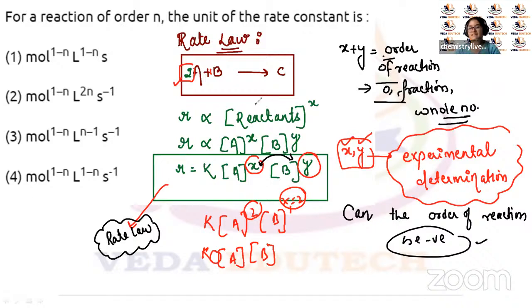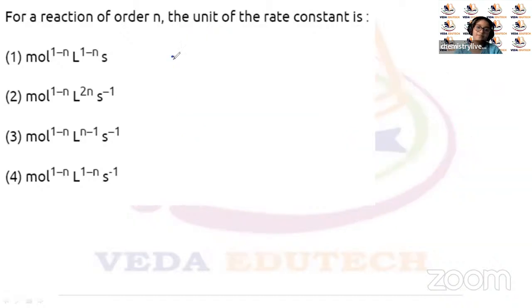Whenever there is a reaction, there is some unit for the rate constant. We knew that this k that we have written is the rate constant.